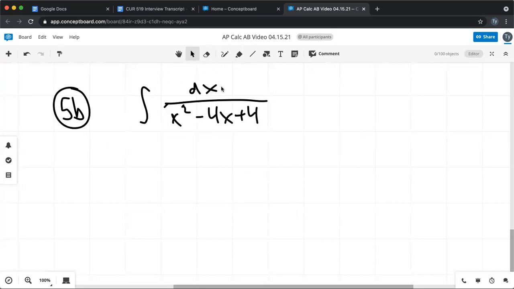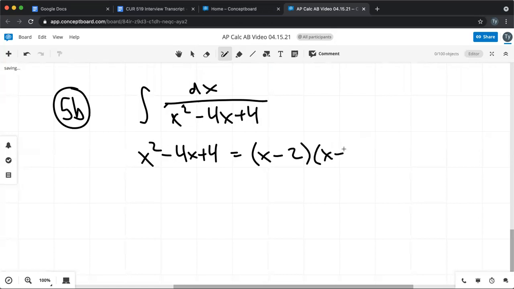So is there a way we could rewrite x squared minus 4x plus 4? Yes, there is. Of course there is. So x squared minus 4x plus 4 is actually equal to x minus 2 times x minus 2, right? The way that I found this: 2 times 2 or negative 2 times negative 2 gives me 4. And then basically what I'm getting at is foiling here.